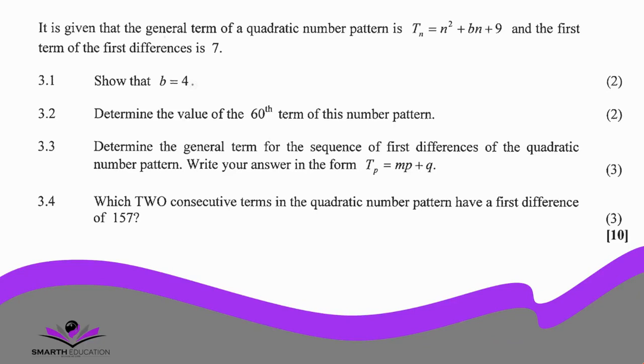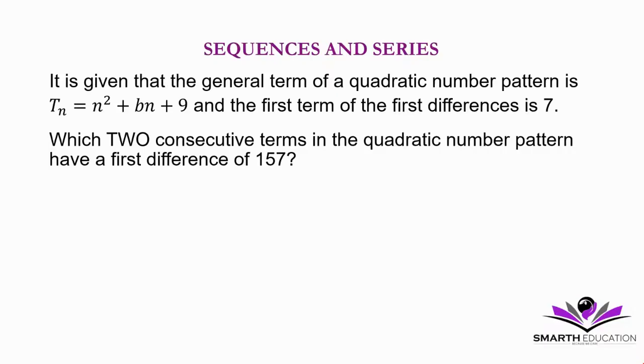Welcome back. Let's do question 3.4. It is given that the general term of a quadratic number pattern is Tn equals n squared plus bn plus 9, and the first term of the first differences is 7. Which two consecutive terms in the quadratic number pattern have a first difference of 157? Two consecutive terms that follow each other.